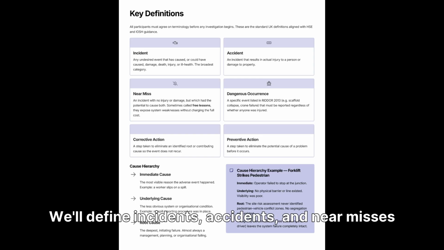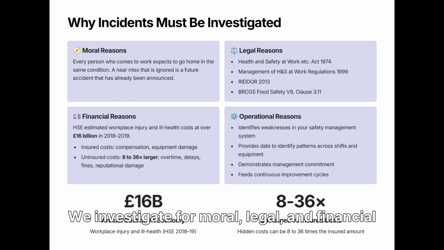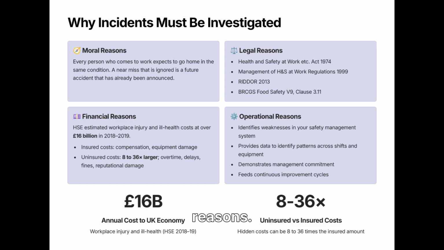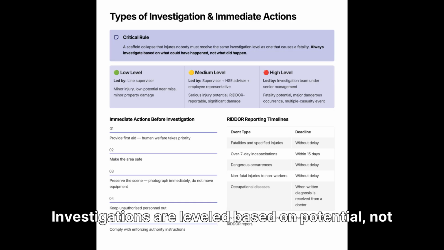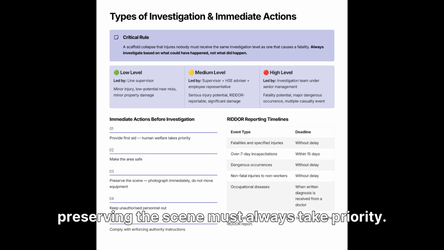We'll define incidents, accidents, and near misses to ensure everyone is speaking the same language before any investigation begins. We investigate for moral, legal, and financial reasons. Remember, a near miss that is ignored is a future accident that has already been announced. Investigations are leveled based on potential, not just outcomes. Immediate actions like providing first aid and preserving the scene must always take priority.